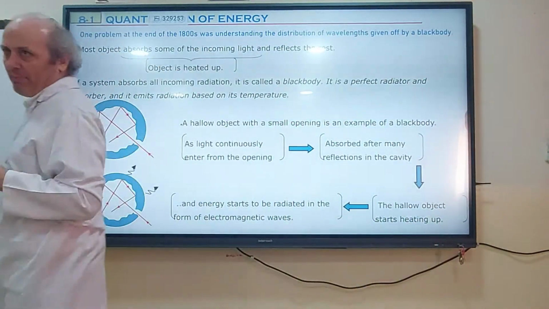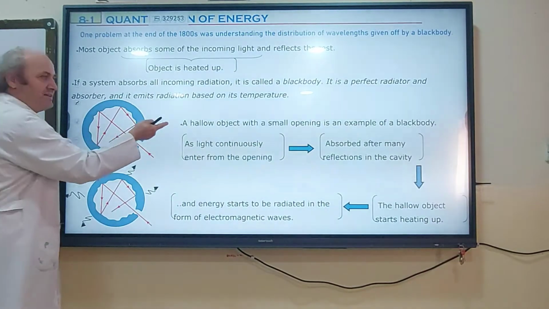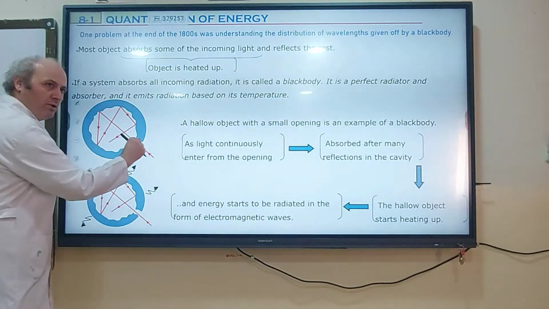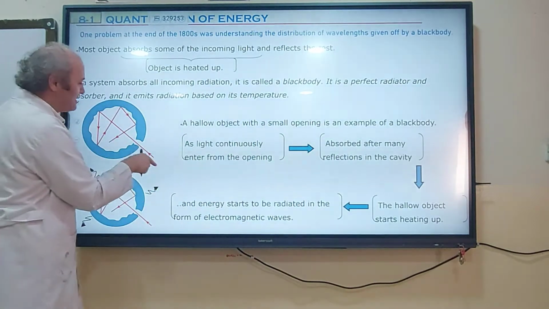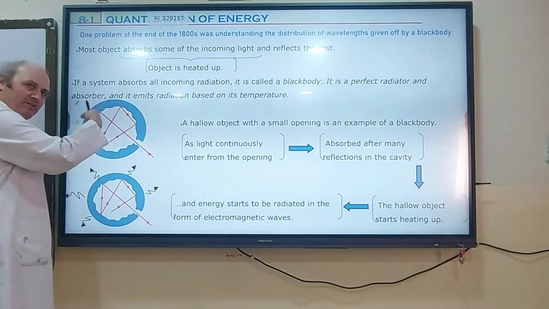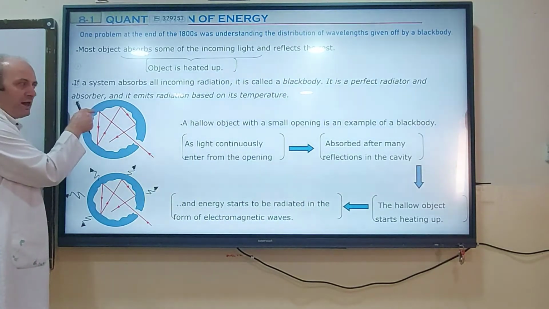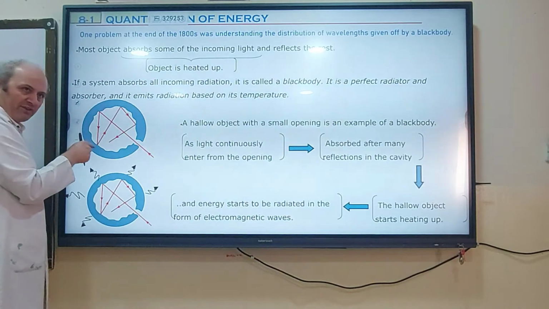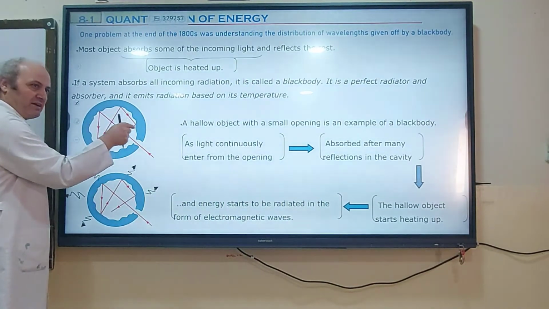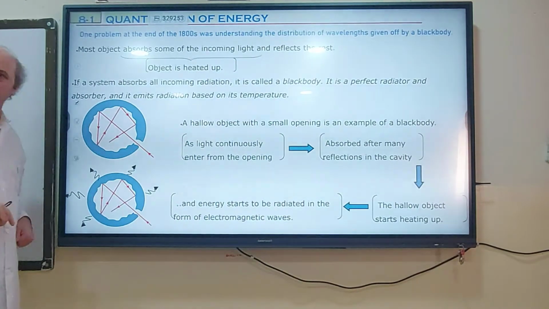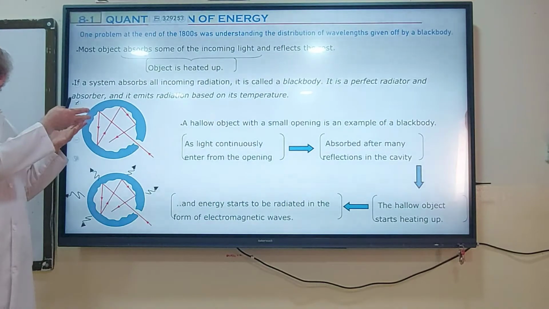Physicists made a blackbody in such a way that, you see this picture? This is a hollow object with a small opening. When light enters inside this cavity, it strikes the inner wall of this hollow object, then reflects and hits another surface, reflects again, reflects again. After each reflection, energy of this light is given to this body.